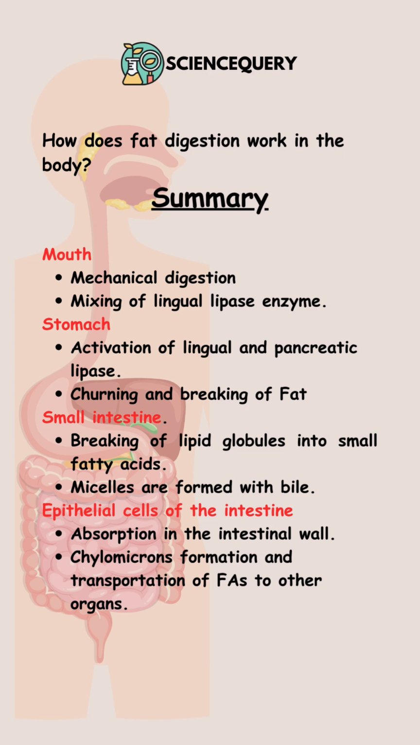So the summary for how fat digestion works in the body is: mouth, mechanical digestion and mixing of the lingual lipase enzyme; stomach, activation of lingual and pancreatic lipase enzymes, churning and breaking of the fat; small intestine, breaking of lipid globules into small fatty acids; micelles are formed with bile; epithelial cells of the intestine, absorption in the intestinal wall, chylomicron formation, and transportation of fatty acids to other organs.